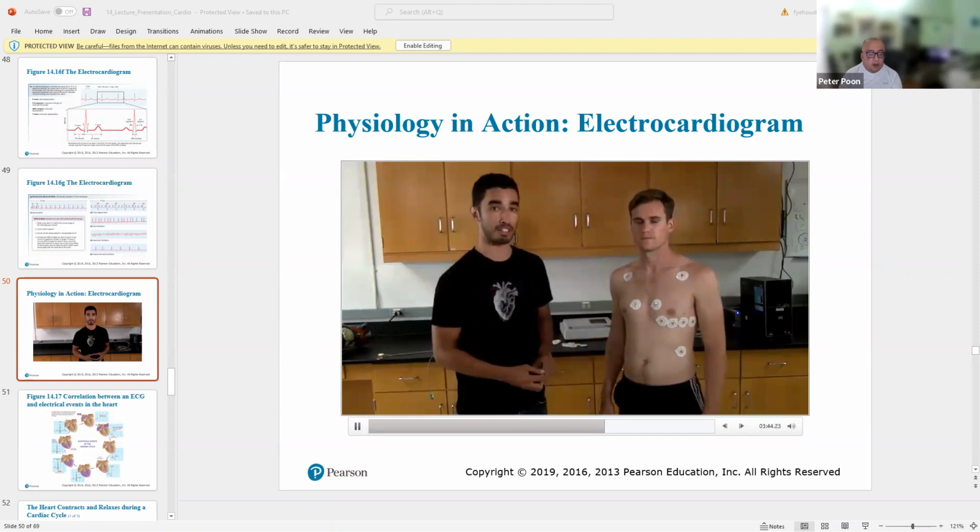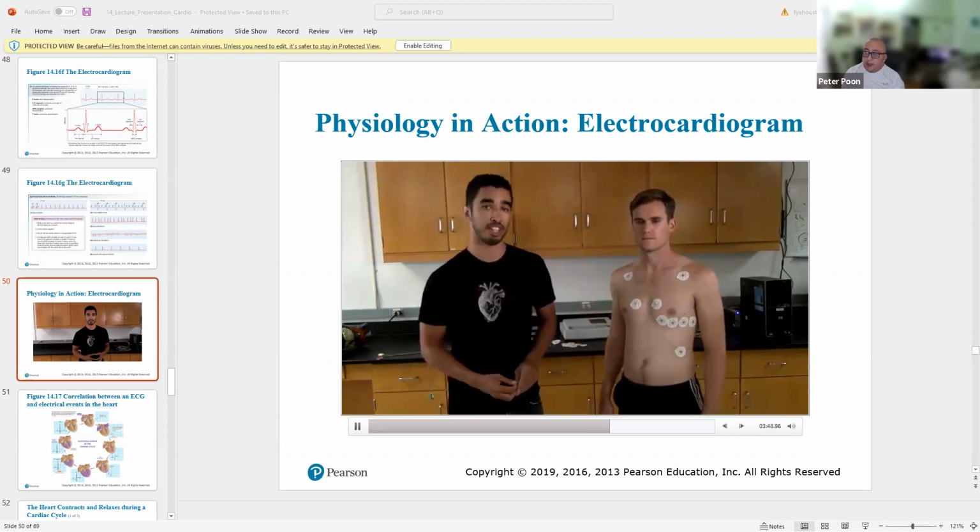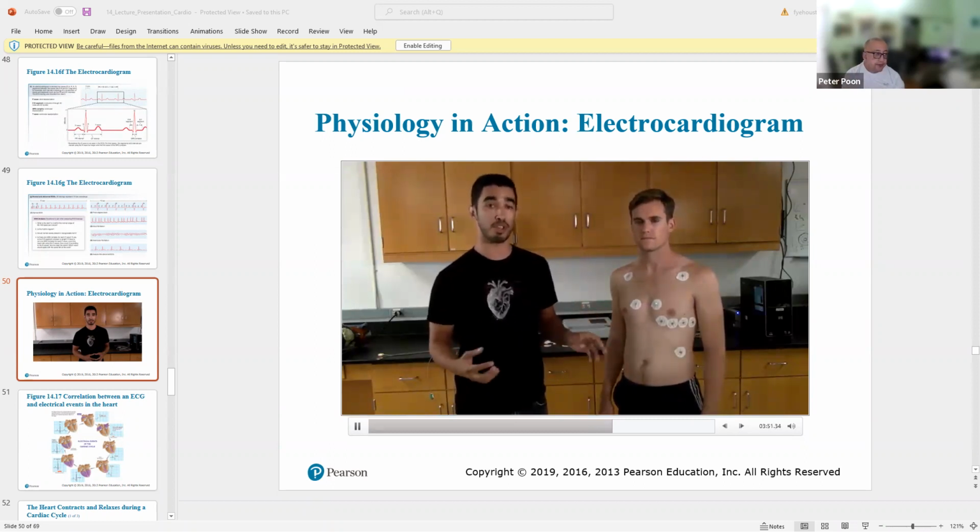I've placed the chest leads across the 4th and 5th intercostal spaces across the ribs. They're labeled V1 through V6 as you go across. The chest leads allow for a cross-sectional view of what the electrical activity of the heart is doing.